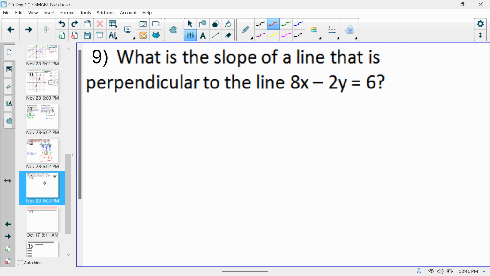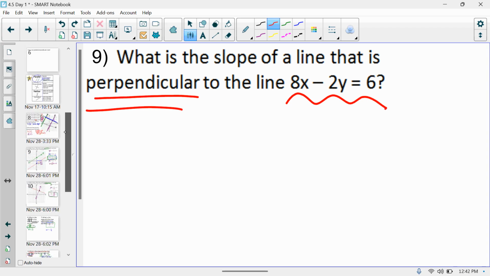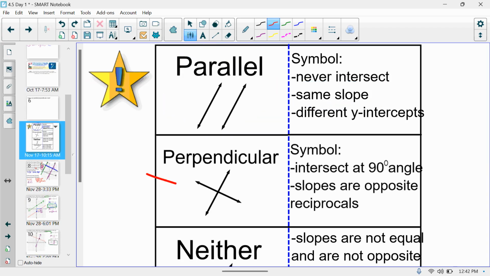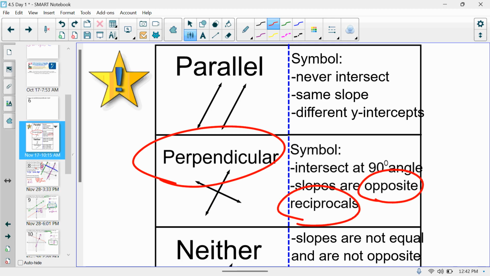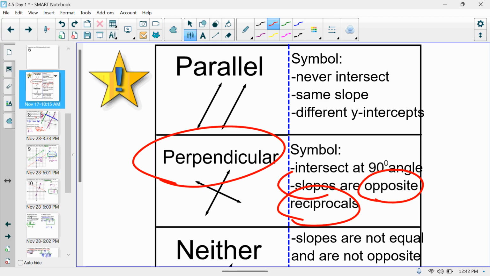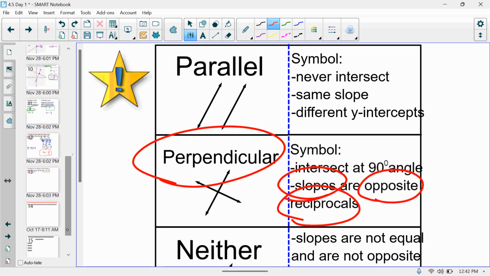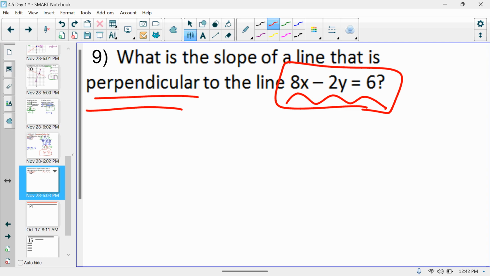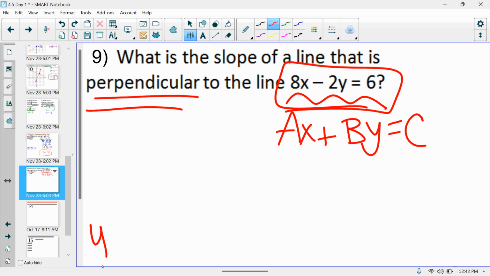Let's try a similar one. What's the slope of a line that's perpendicular to this line? Read me your chart. Again, what makes lines perpendicular to each other? The slopes have to be what? Anna? Opposite reciprocals. So it's all about the slope is the thing. So once again, this is not in slope-intercept form. It's in standard form. If we want to know the slope, we're going to have to get it in slope-intercept form. Y equals mx plus b.